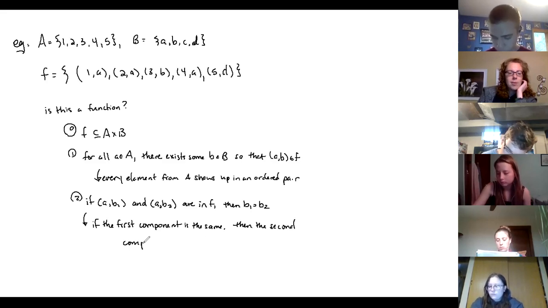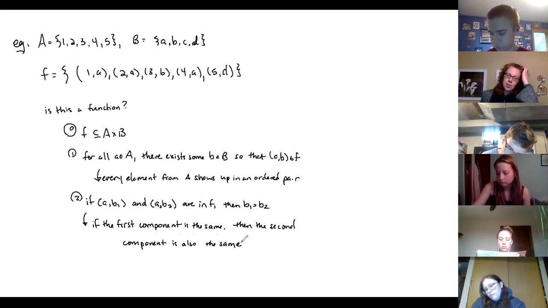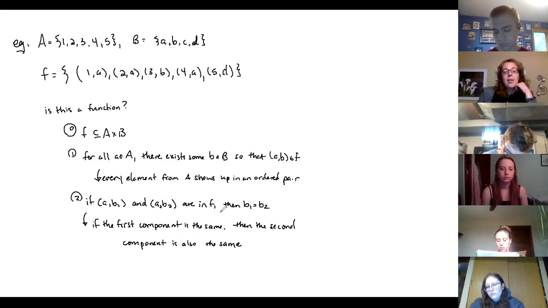So if the first component is the same, then the second component is also the same. That's saying this one in words. If the first component is the same, that's the A here, right? If I've got an A in the first component for both, then the second component is the same. So B1 has to equal B2. If the first component is the same, then the second component is the same.